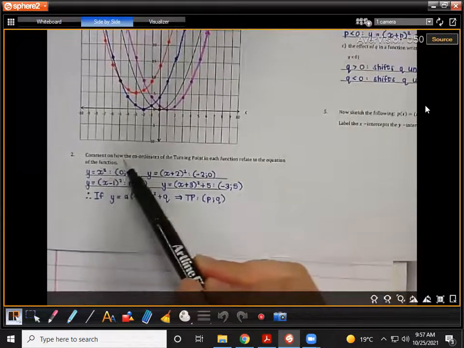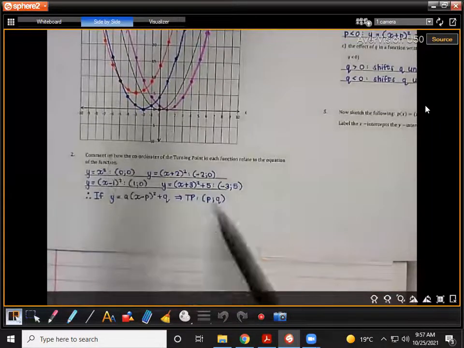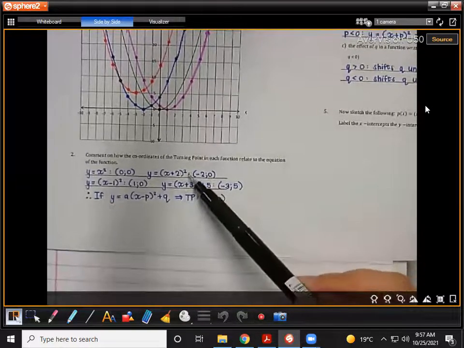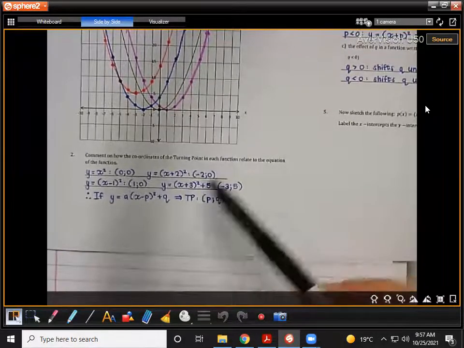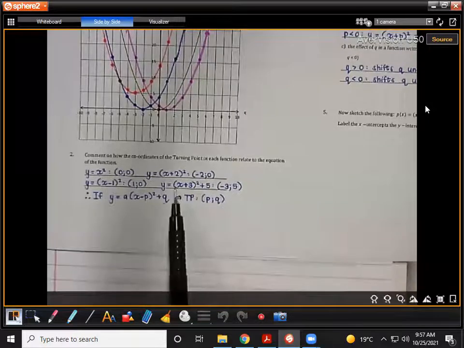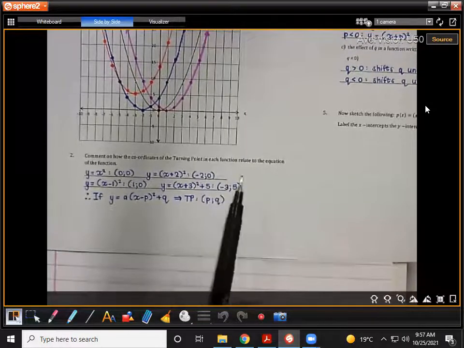Because they're asking here, comment on how the coordinates of the turning point in each function relate to the equation. So I just summarized the turning points first. If it was x plus 2 squared, the turning point was -2, 0. If it was x minus 1 squared, the turning point was 1, 0. And then when it was x plus 3 squared plus 5, the turning point was -3 and 5.